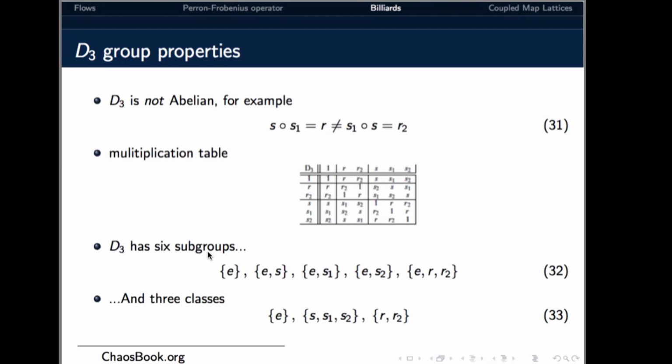And then besides that, there are 3 classes. The definition of classes, I think we have seen last time. It's basically about operations or elements that are conjugated to one another through the application of another element. And so we have E, S, S1, S2, and then R, R2. So there are three classes in the dihedral group. Now these are just a few properties of the dihedral group. Again, I think they can be found either in the chaos book or even Tinkham's book.